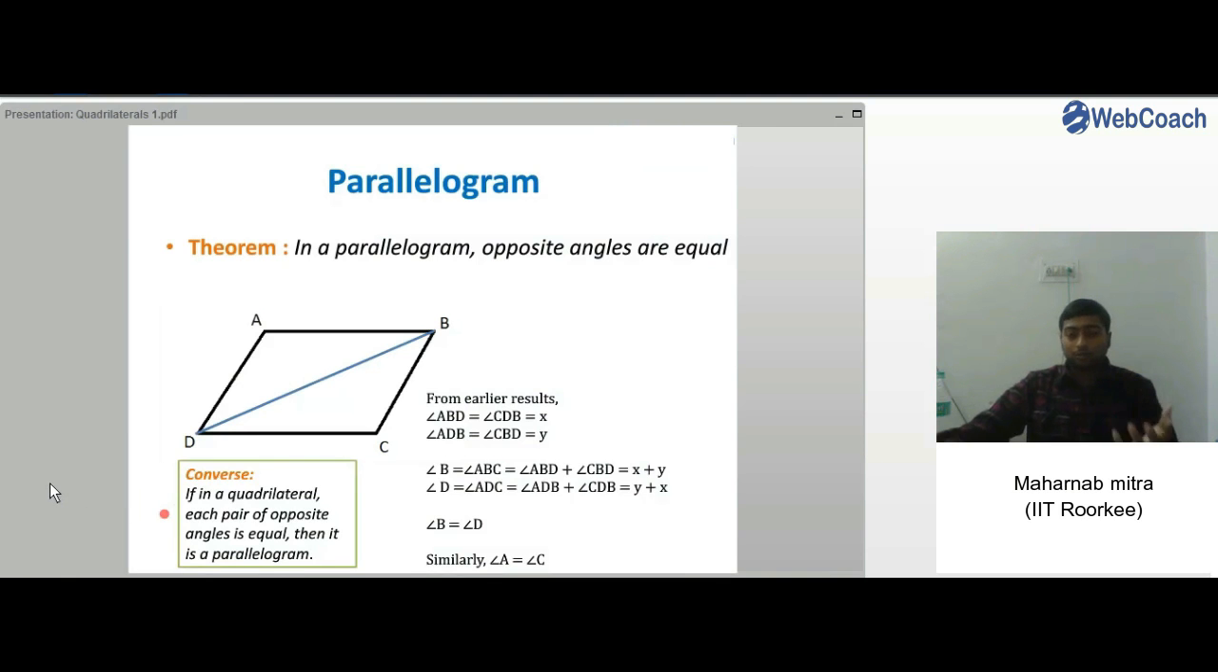And also you can prove the converse of this statement, that if in a quadrilateral each pair of opposite angles is equal, then the quadrilateral must be a parallelogram. And you can use similar steps to those we used in our earlier converse statement, where we proved that if the opposite sides are equal, then the quadrilateral must be a parallelogram. Similarly, you can also show the converse of this theorem.